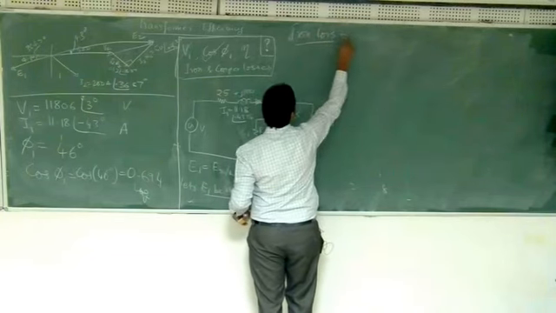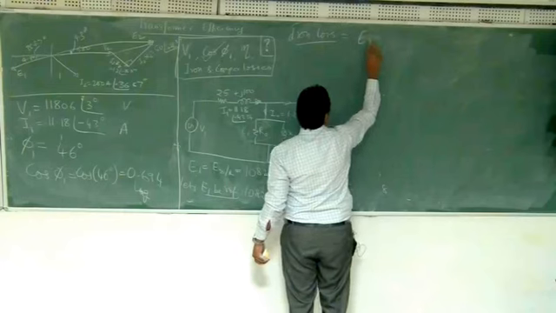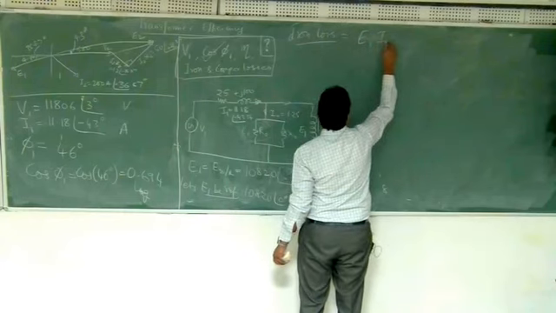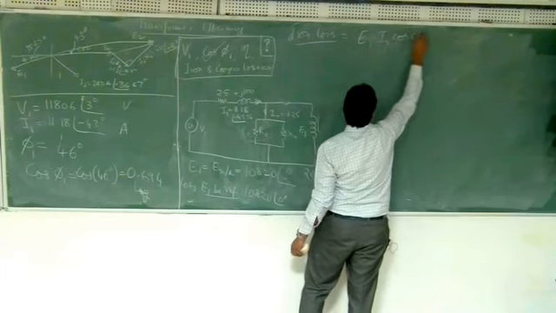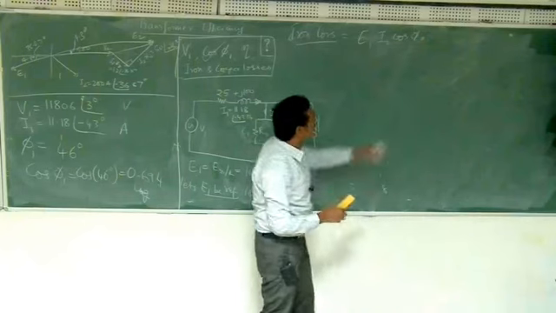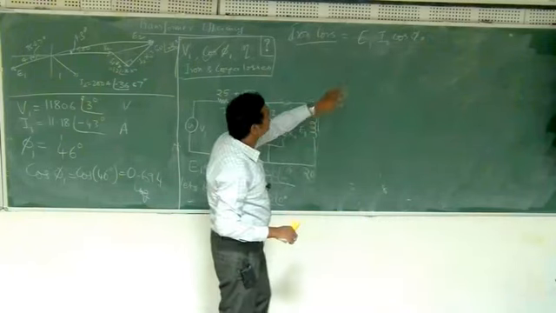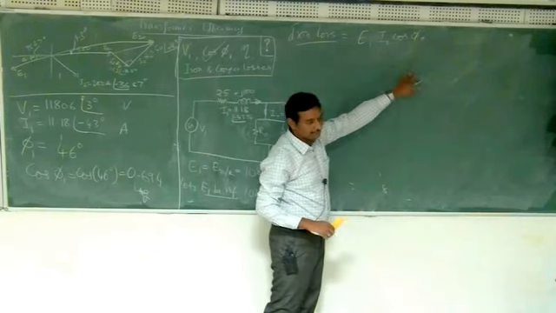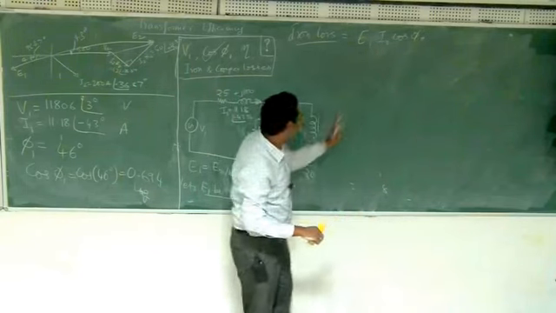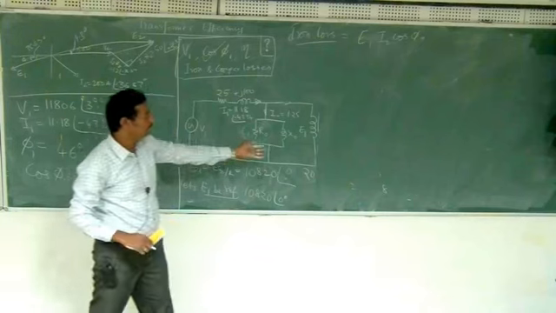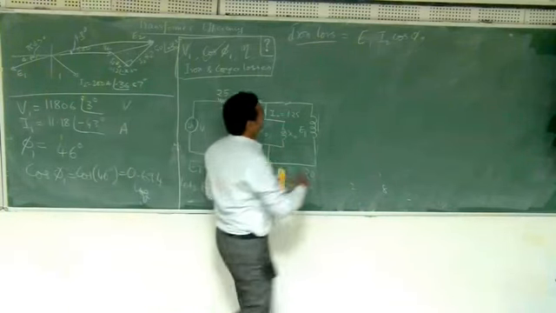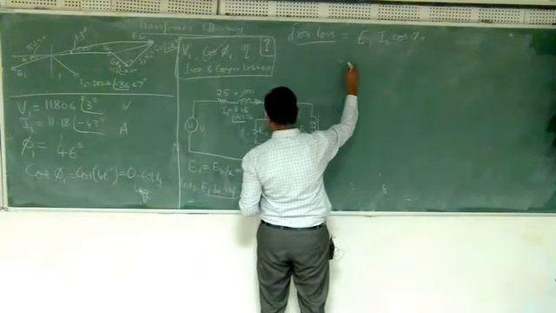Iron loss. In this case, I am calculating E1 into I naught into cos of phi naught. This is actually the angle between E1 and I naught. So strictly speaking, iron loss will be V1 into I naught into cos phi naught. But instead of V1, I am using E1 because I have that information.